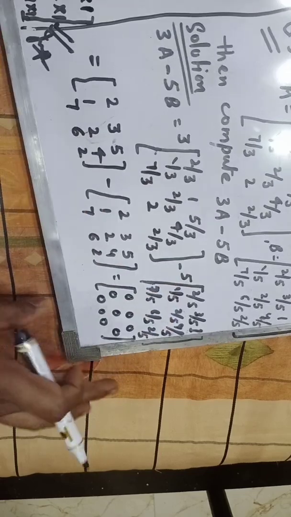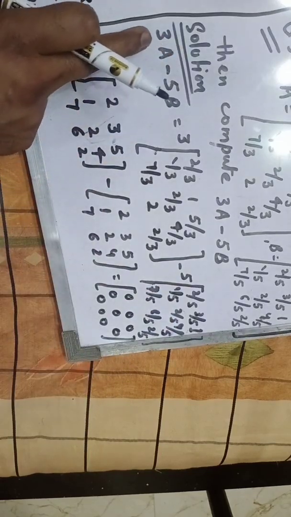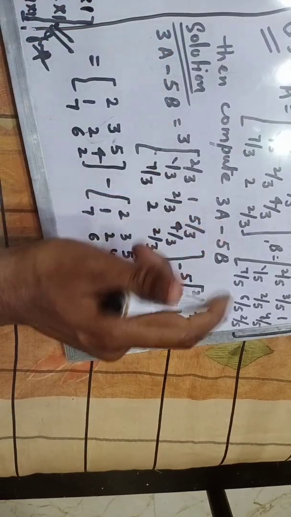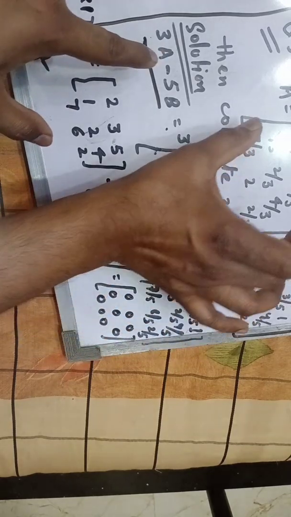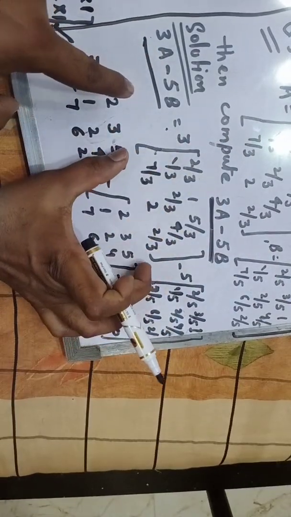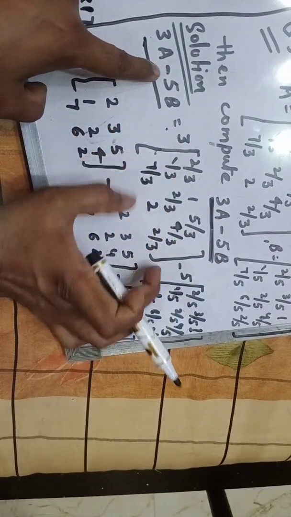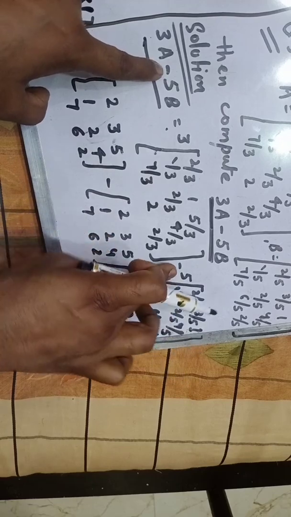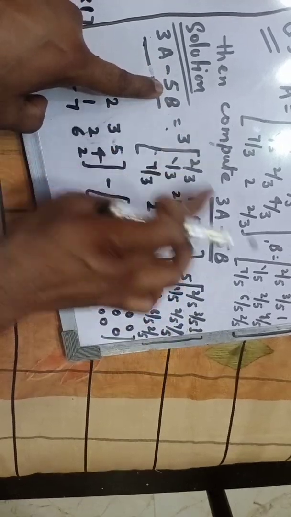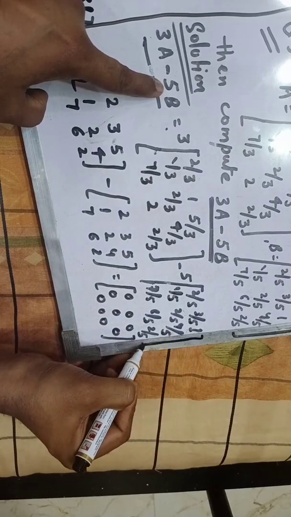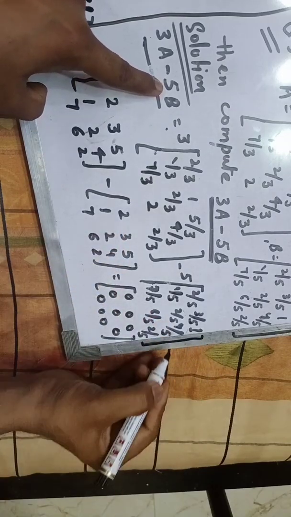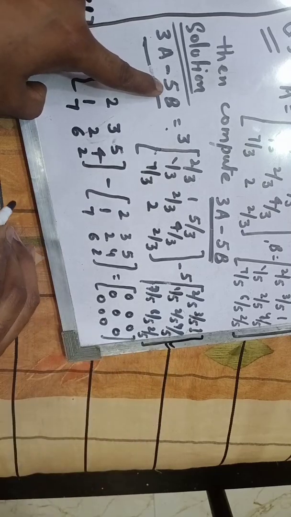Now in the solution, we have to find 3A minus 5B. So I'm writing this is equal to 3 into A, where A means this whole matrix, so 3 into this whole matrix, minus 5 into B, where B means the B matrix. I have just written the matrices A and B like this. So this step is clear, I think.